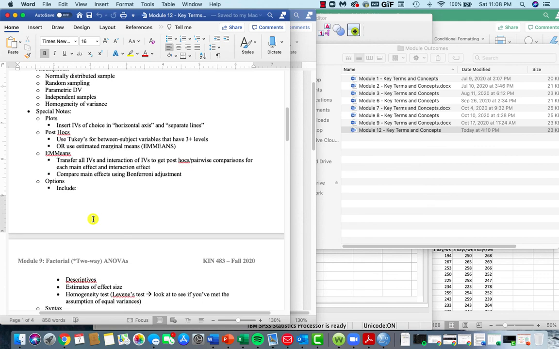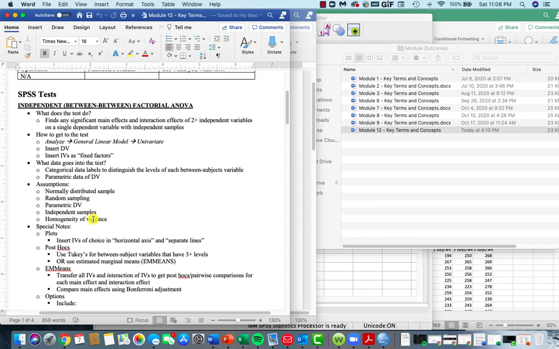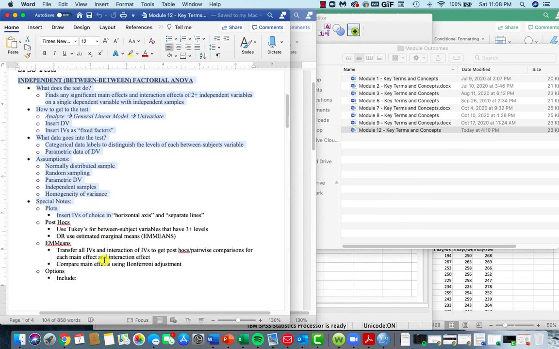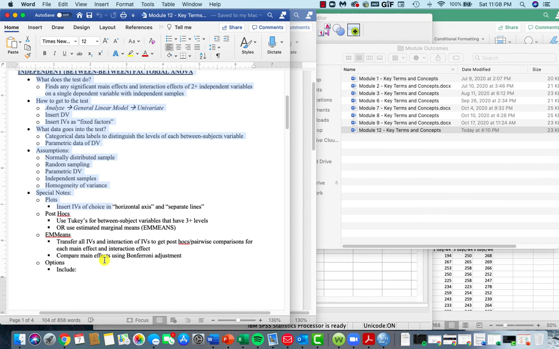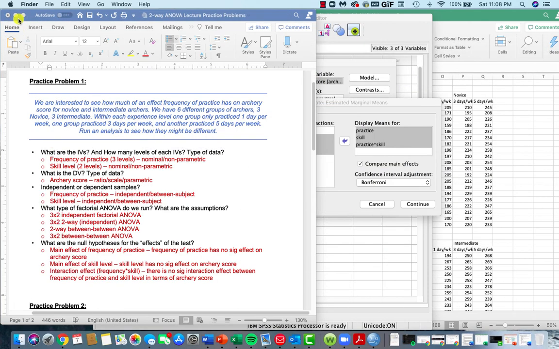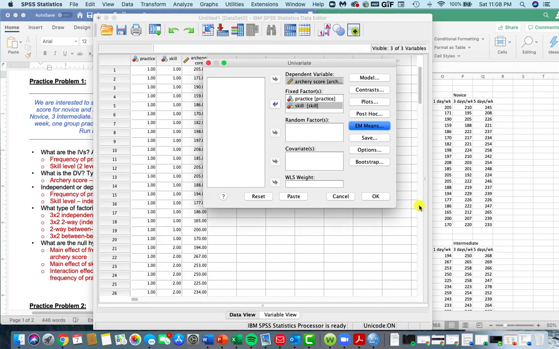And generally, Tukey's and Bonferroni should give you relatively the same results. So this is kind of what you would refer to as far as special notes areas. So post hocs, typically I go for Tukey's, but we could also use estimated marginal means, and that will give us our interaction effect. So let's do both, and then we'll look at the differences between the two, because I don't think that really hurts us in any way.